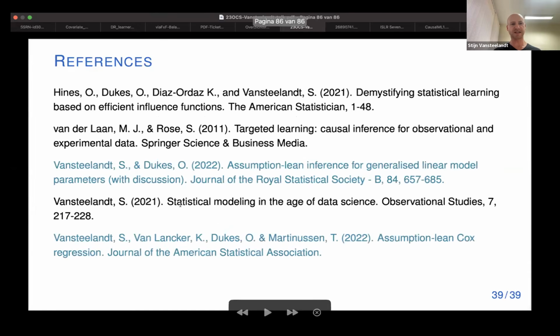I'll maybe skip this and point to some references. The work I talked about today is mainly described in this discussion paper in JRSSB, and there's a more recent JASA paper on the Cox regression model. Thank you very much, and I look very much forward to the discussion.